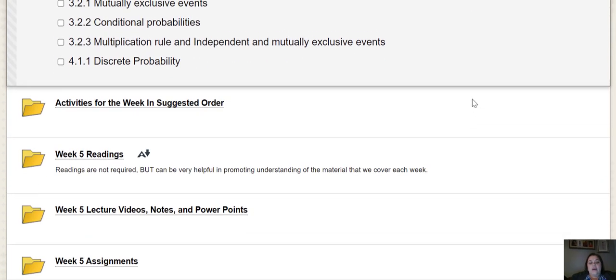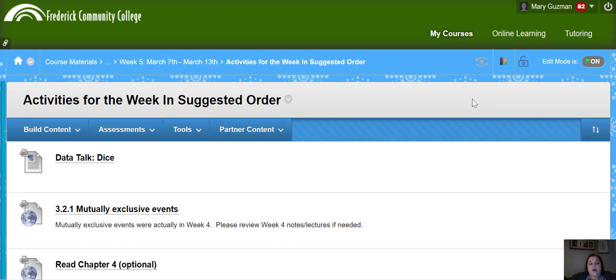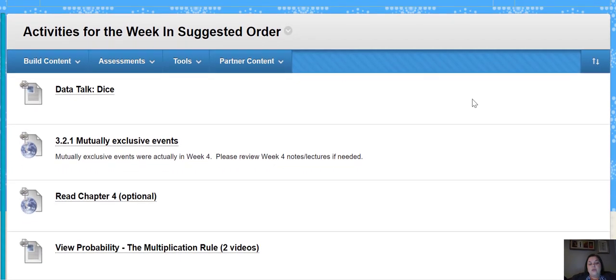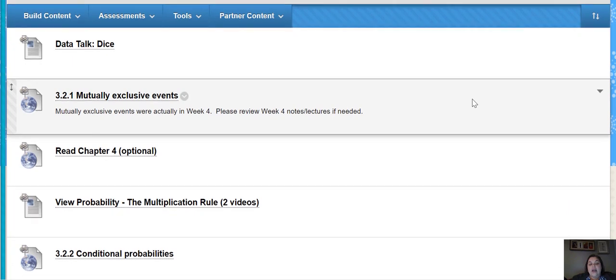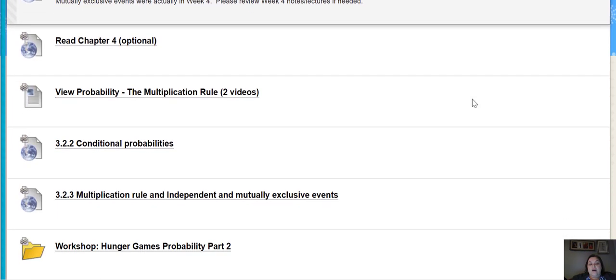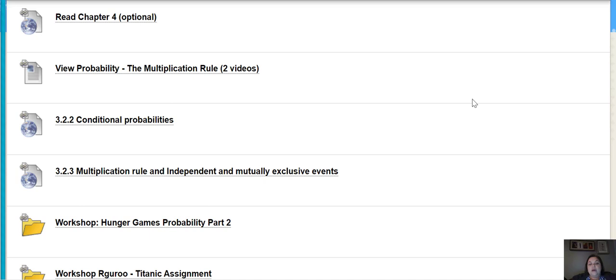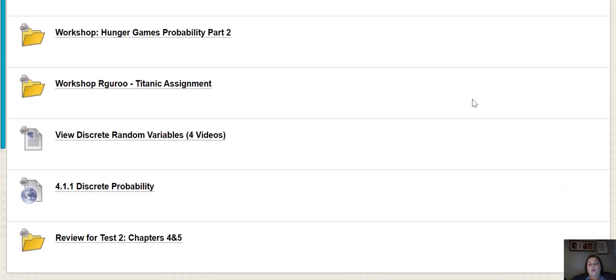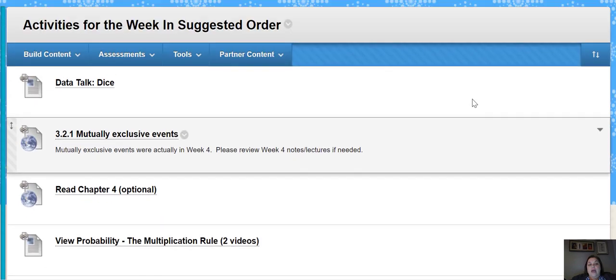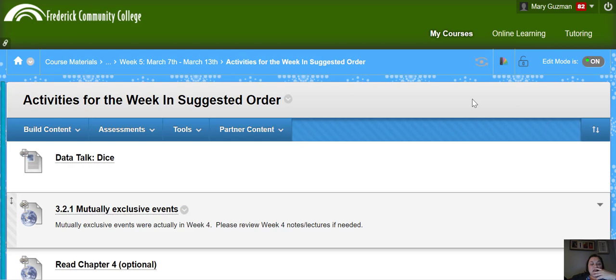As always, I've listed the activities in suggested order. That first homework assignment, 3.2.1, goes along with the notes we took last week. It's on mutually exclusive events, so I have that one listed first after the data talk. Then conditional probabilities and the multiplication rule you can do after viewing the multiplication rule video, and then 4.1.1 after you review the discrete random variables videos. That's basically it for the week.